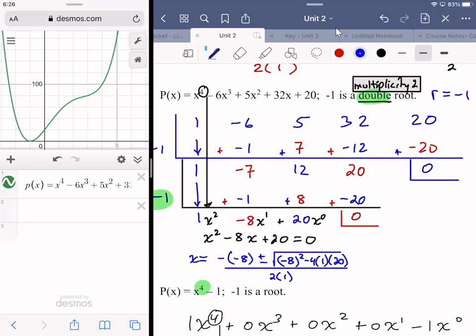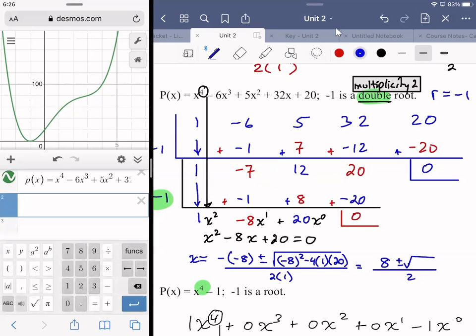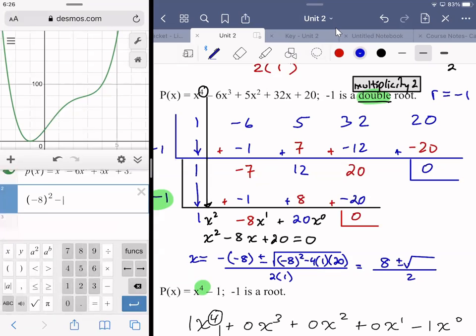Again, the only part that should be even remotely concerning is the part that's under the radical. So we'll handle that separately. I got a -8, close it up, square, minus 4 times 1 times 20. And now we have a -16.